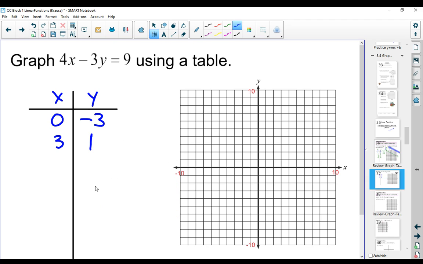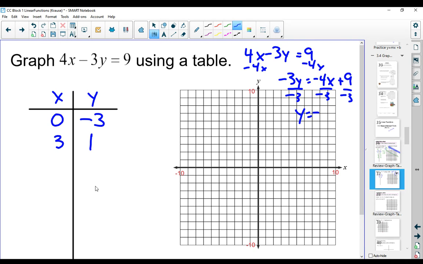Another way to do it is to rearrange your equation. So I have 4x minus 3y equals 9. I'm going to have to subtract 4x from both sides. So I'm going to have negative 3y equals negative 4x plus 9. I'm going to divide by negative 3, and that gives me positive 4/3 x minus 3.